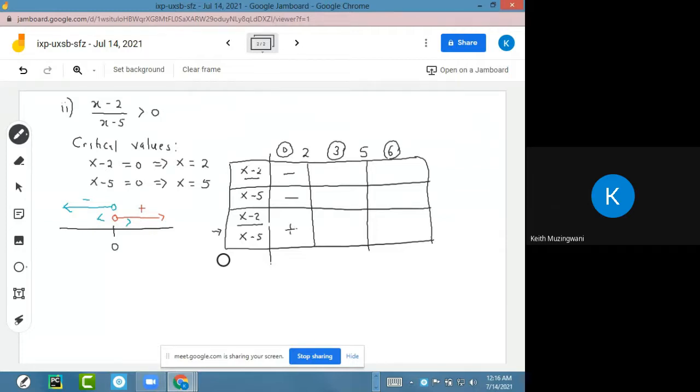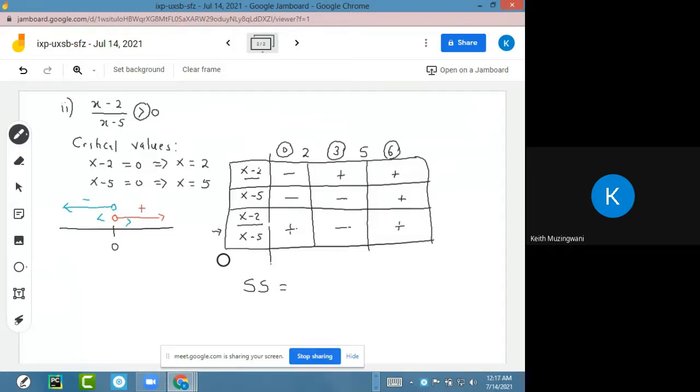When x is 3, you have 3 minus 2, which is positive in that table there. And then 3 minus 5 is negative. Positive divided by negative, we get negative. 6 minus 2 is positive. 6 minus 5 is positive, so we get positive. So the solution set here is where it is greater than 0.